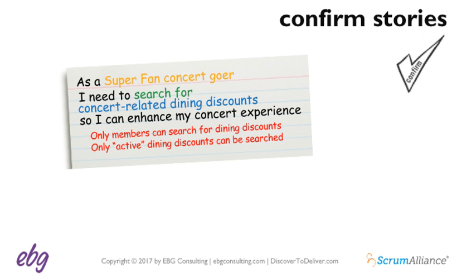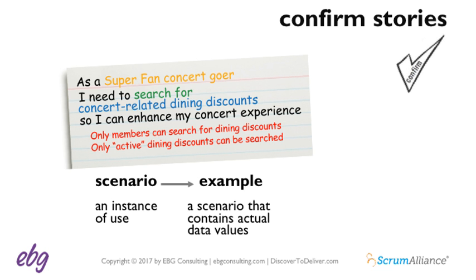So we use scenarios, examples, and tests to confirm stories. Scenarios are examples of use. For example, searching for a nearby restaurant, searching for a locally owned restaurant, searching by cuisine. And we derive examples, which are scenarios with real data, from those scenarios. For example, search for Italian food near the Santana concert in Uncasville, Connecticut in September. I'm not sure I would look for Italian food for a Santana concert, but that's an example. And each scenario would have multiple examples.